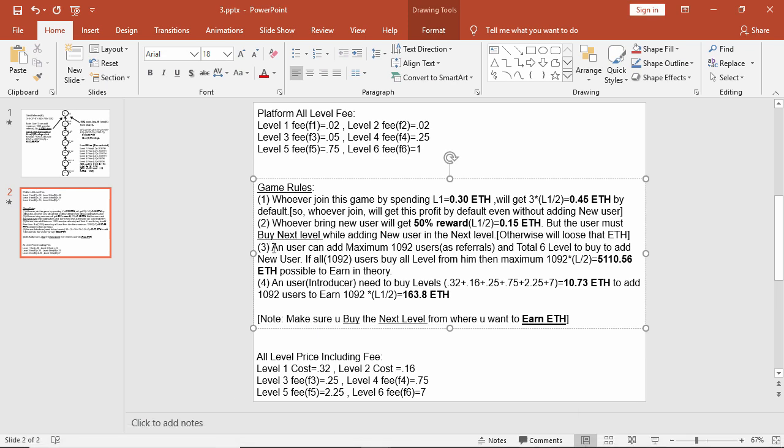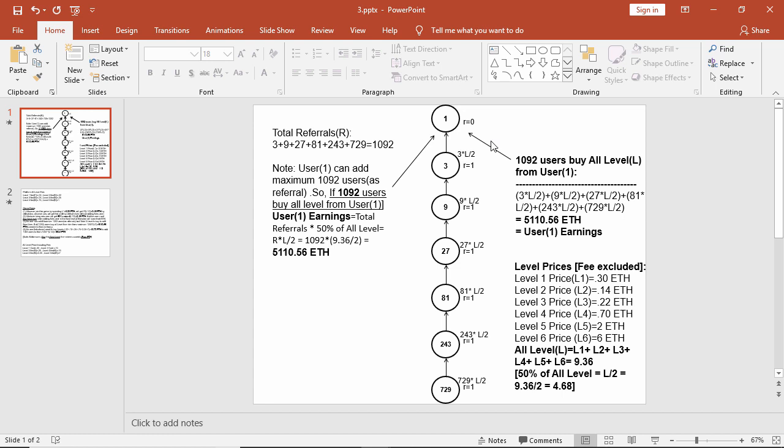The third point is the user can add a maximum of 1092 people and needs a maximum of 6 levels to buy to add these 1092 people. And if 1092 people buy all the levels from him, then he will get 5000 Ethereum in theory. Here I already showed this demo. User 1 already added all the 1092 people and 1092 people bought all the levels from user 1. Then it is possible to achieve this 5000 Ethereum.